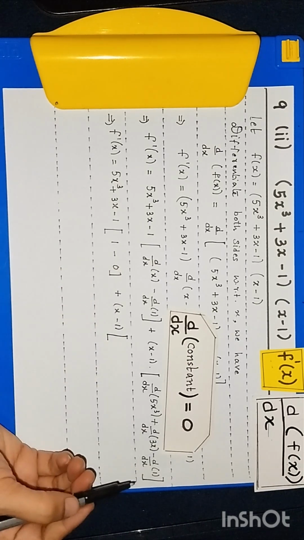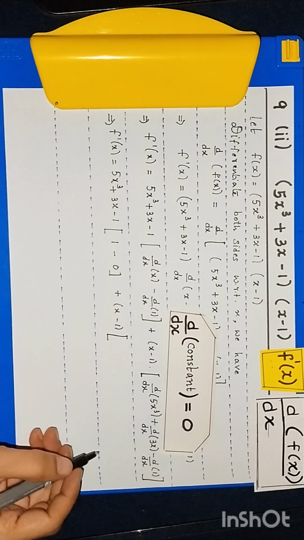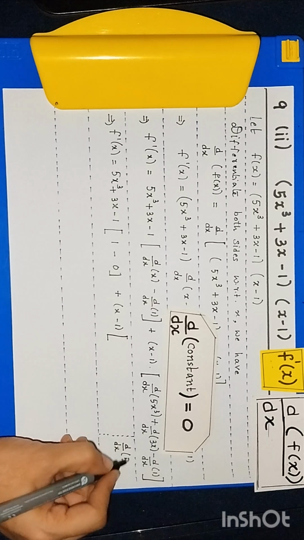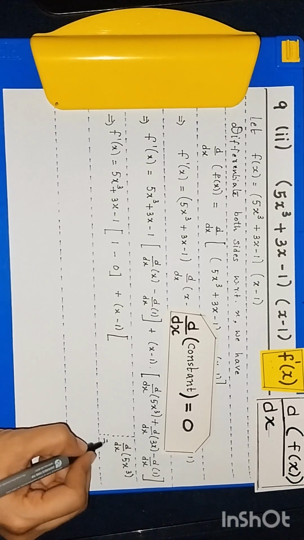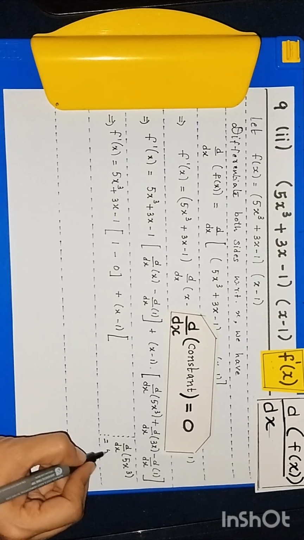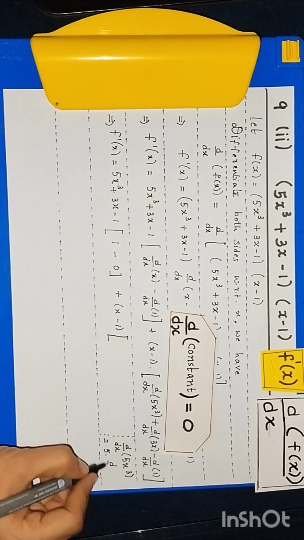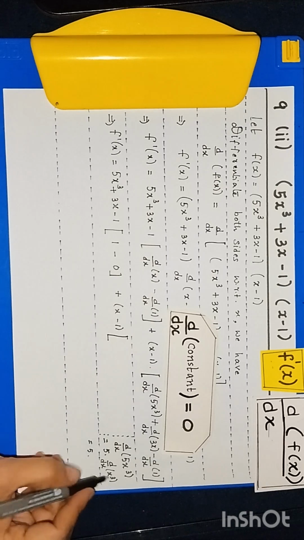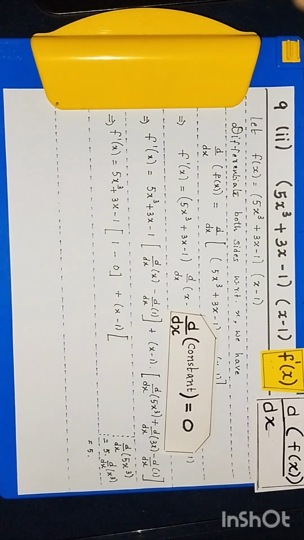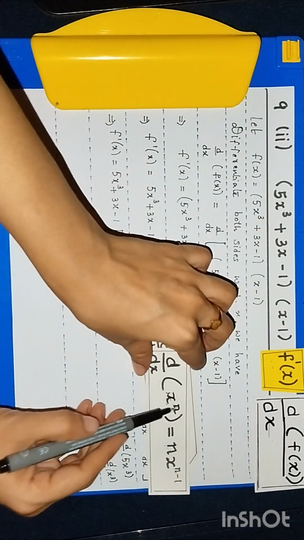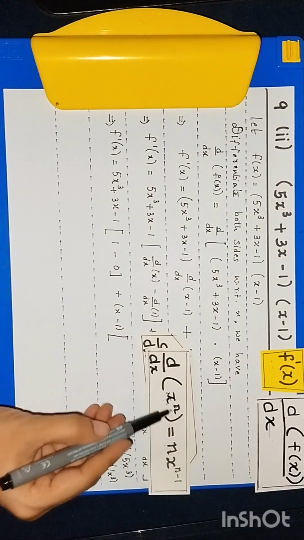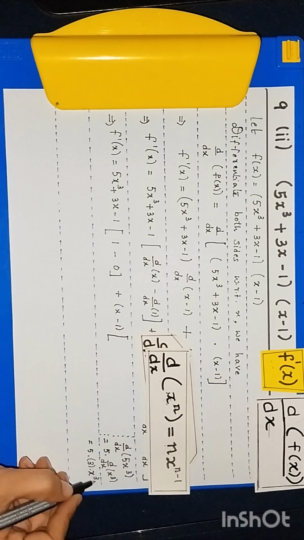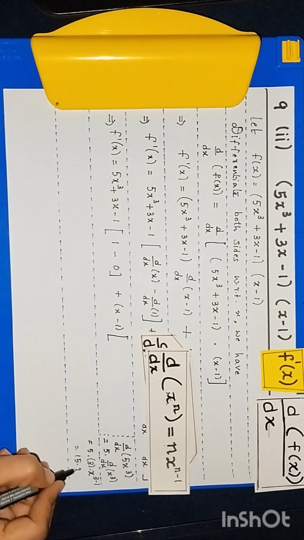Now derivative of 5x cube. So how do you differentiate 5x cube here? d by dx of 5x cube. When you have a constant into a function, first let us write the constant outside and we will differentiate the function. Now 5 times d by dx of x cube, we will apply the x power n form, right? x cube, x power n. So we will get 3 times x to the power of 3 minus 1, which is 15 times x square.